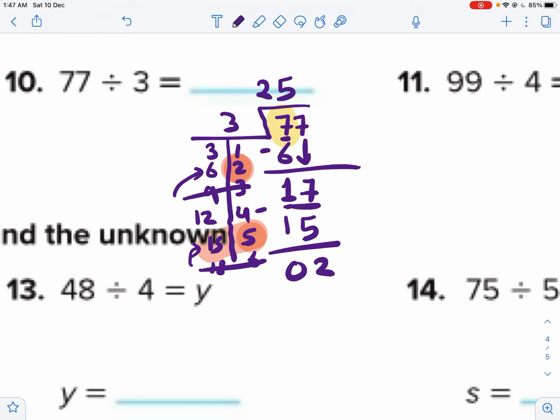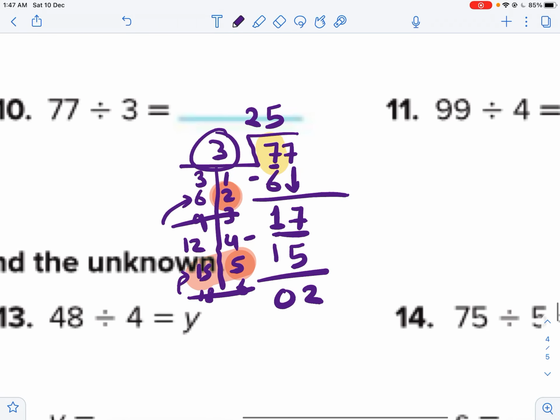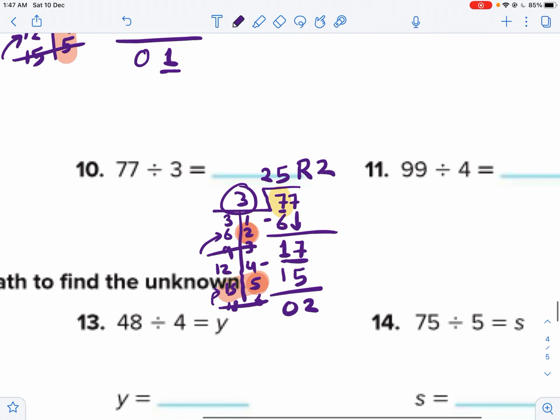Now the 2 is smaller than 3, so we cannot divide it, so we will consider it as our remainder. So you will say the answer is 25, the remainder is 2. So here is your answer. It's the same here. It's written like already here. So this is your answer.